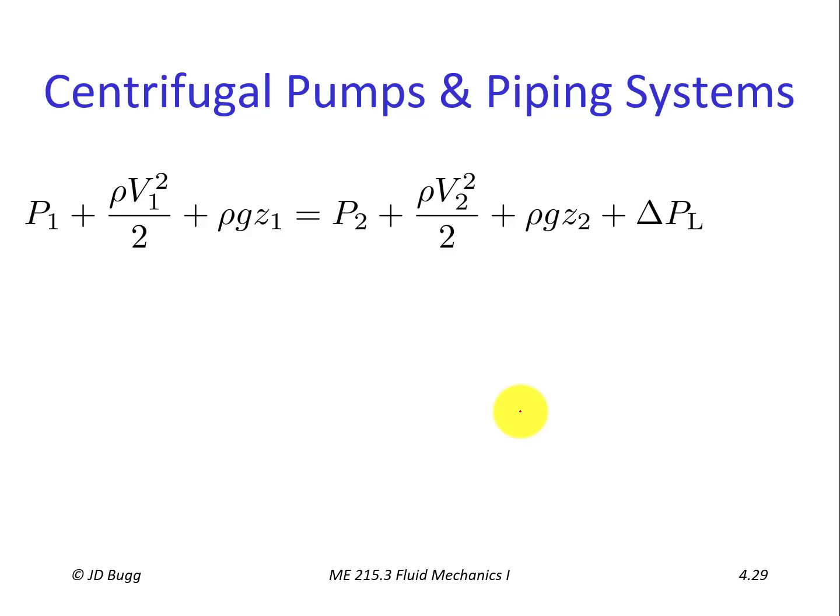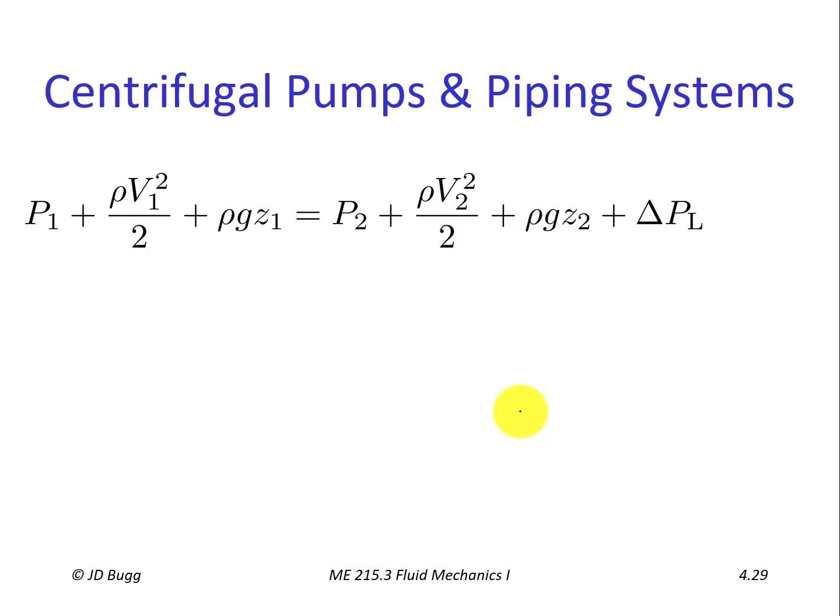In the last video, we took a look at friction in piping systems. And remember, that comes in two forms. There's minor losses, which is friction in fittings, and there's pipe friction, which is the friction in long, straight lengths of pipe.